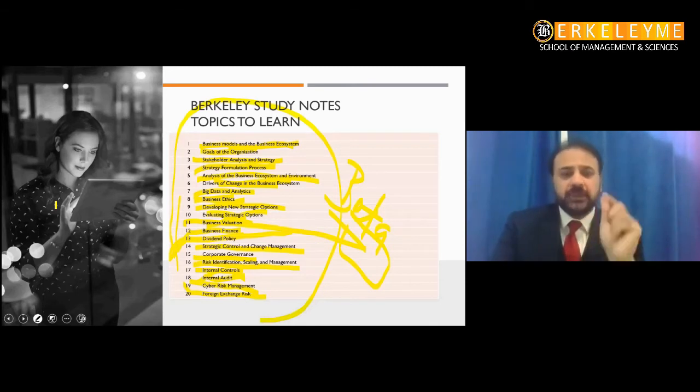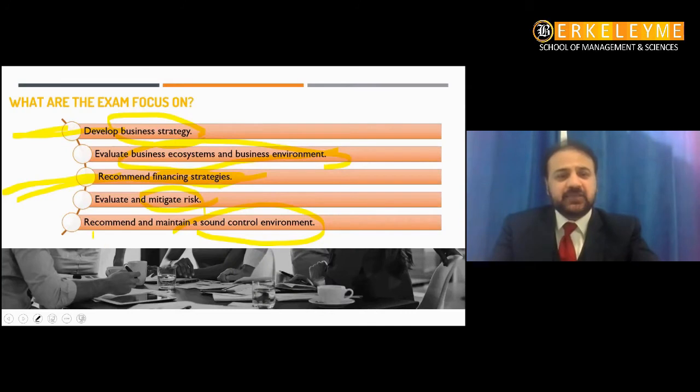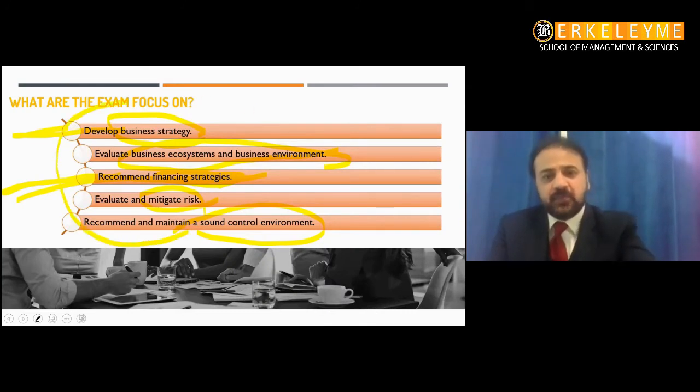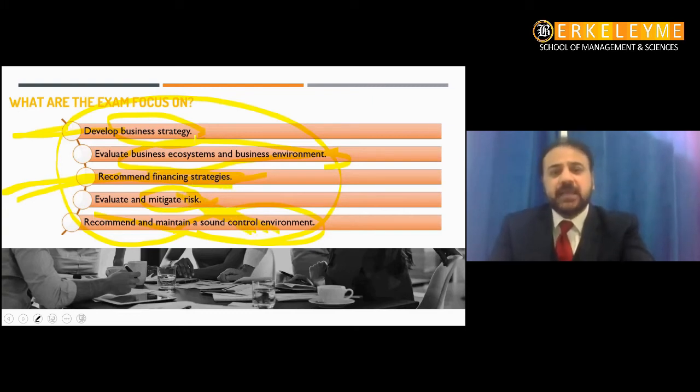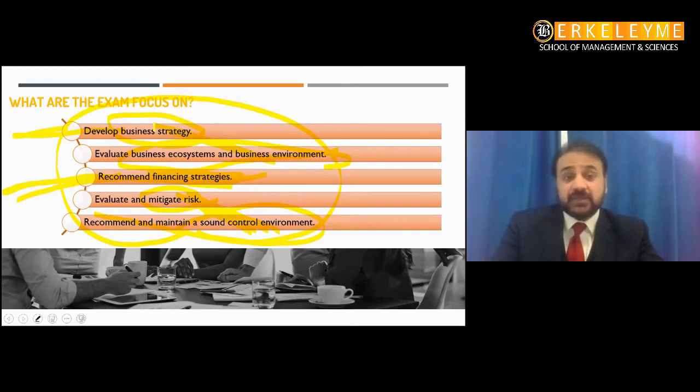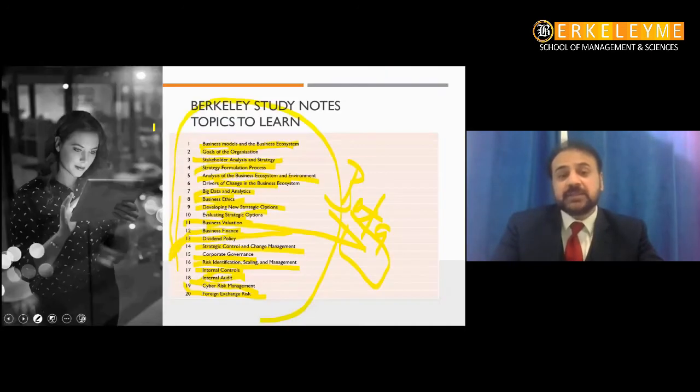he will test all these five areas in 3 sections: strategy, environment, finance, risk and control. Risk and control look similar. Finance is independent, and strategy and business environment look close by. So there are 3 areas. So you can expect questions.